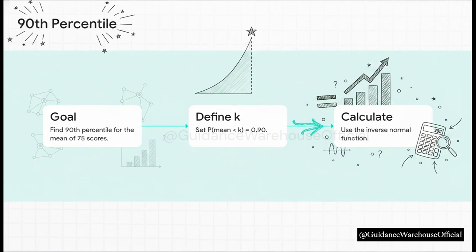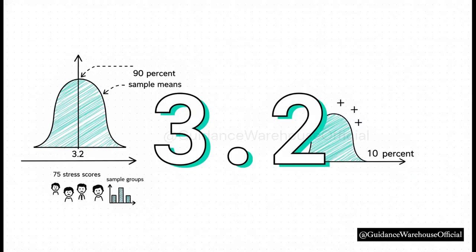Let's stick with this sample, but let's flip the question. What if we want to find the 90th percentile for the mean of those 75 stress scores? We define a variable, let's call it k, where the probability that the mean is less than k equals 0.90. Instead of finding an area, we already have the area and we need the score. So we use the inverse normal function on our calculators, which basically works backward from a probability to find a score. We just plug in our 0.90 area, our mean of 3, and our adjusted standard deviation of 1.15 over the square root of 75. And boom, the result is 3.2.